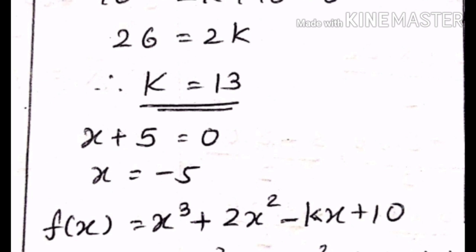Also it is to be determined whether x plus 5 is also a factor or not. So for that we will take x plus 5 equal to 0 and take x equal to minus 5, and we place the value of x in our expression, that is f(x). Wherever there is x we put minus 5 and we check whether the expression value we get is 0 or not.